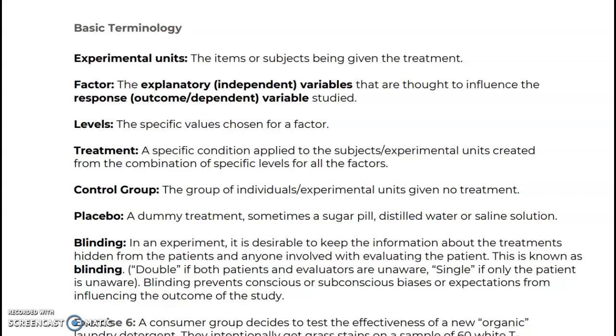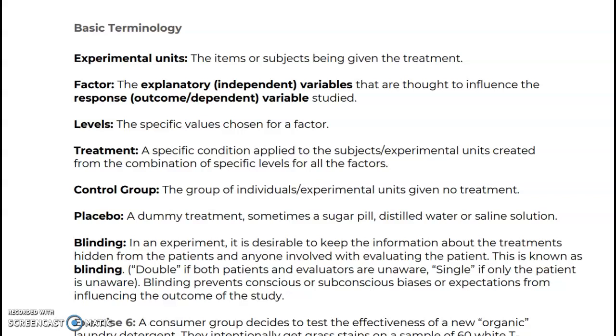Now let's get to some basic terminology for experimental design. And I know this section has been very heavy with different definitions, but we're almost done with the section over here. So for our experiment, we have the experimental units, very similar to our observational units when we looked at observational studies. These are the items or subjects being given the treatment. In general, when we have people, we would call those experimental subjects versus units.